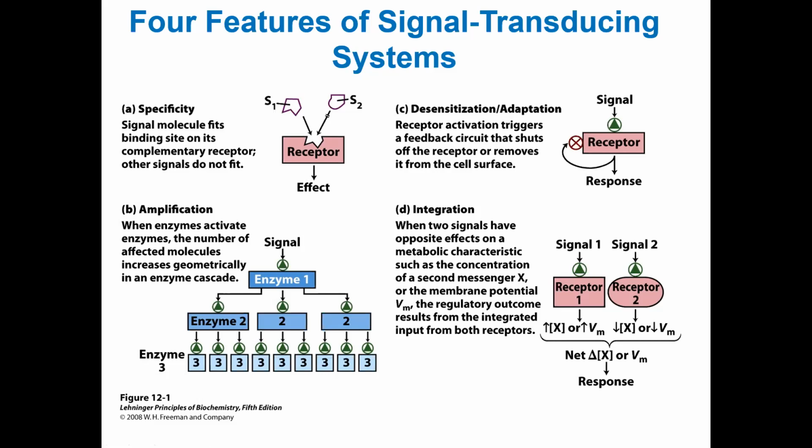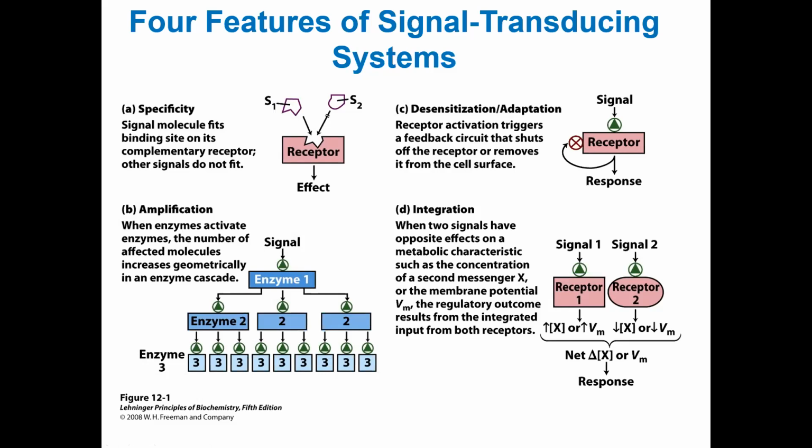Okay, so one of the key features of the signal transduction system is that signal molecules are very specific to their receptors. They only bind to their receptors. If there are other receptors, they're not going to affect them. They won't bind. And once they bind, the signal that you are seeing here, S1, for example, gets amplified. That's the second feature of the signal transduction network.